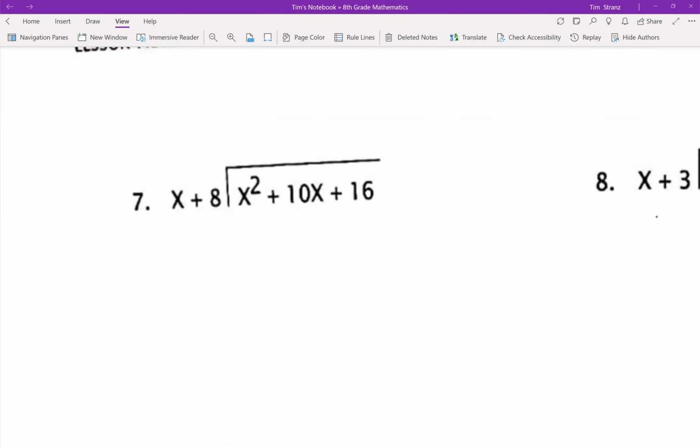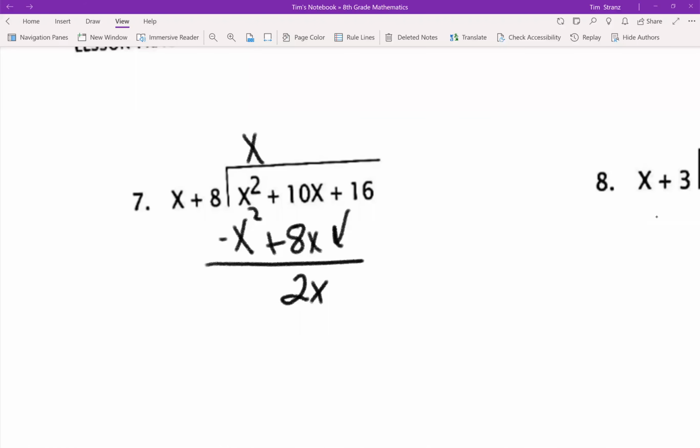Okay, again, you know that the first term is going to be x. Multiply this out. X times x is x squared. X times 8 is 8x. Subtract these. 10 minus 8 is going to be 2x. Bring down my 16.